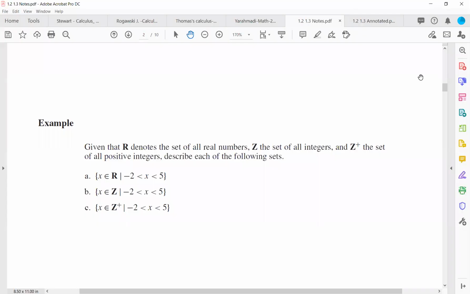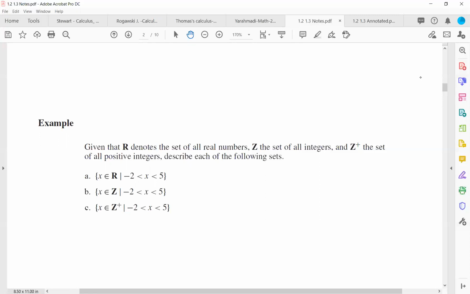Another example, suppose R is the set of all real numbers, Z is the set of all integers, and Z with plus is the set of all positive integers. Now, the question says describe each of these sets. The first set is the set of all real numbers such that those real numbers are sandwiched between -2 and 5. Be careful, guys. You don't have any equality here. So -2 and 5 are excluded from the set.